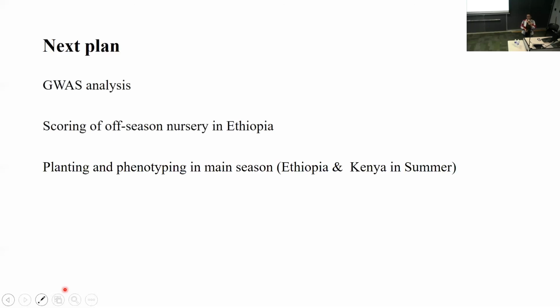The next plan is to do GWAS analysis after getting the marker data, and scoring the off-season nursery in Ethiopia, and planting and phenotyping in Ethiopia and Kenya.